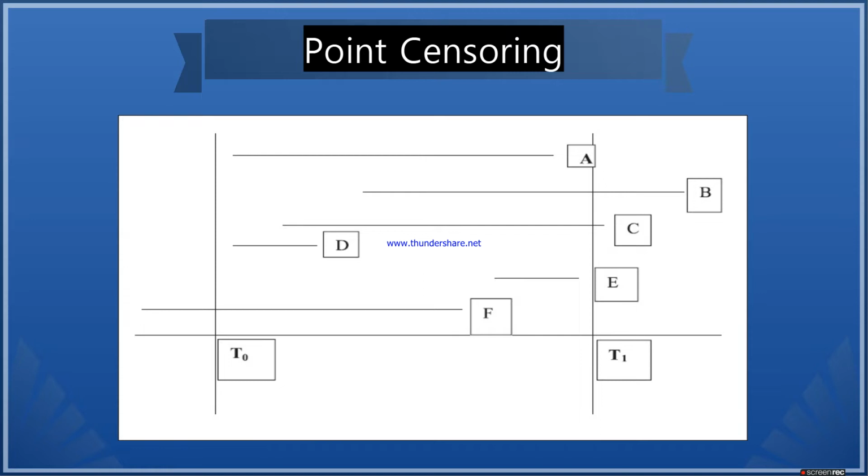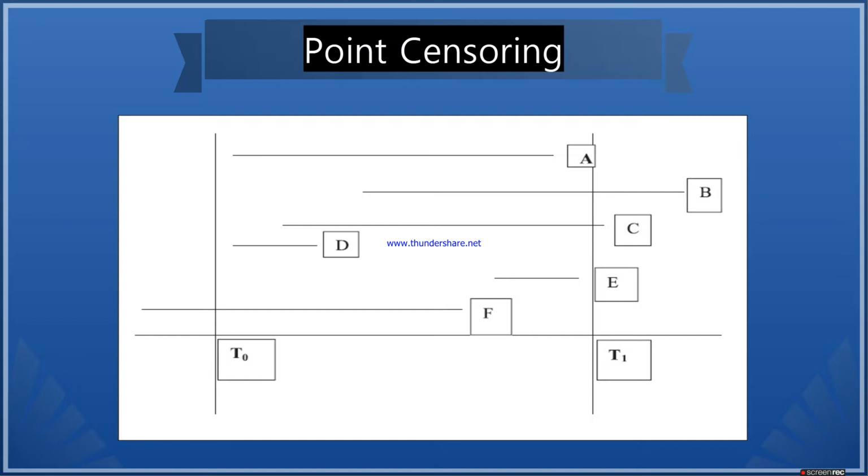From this picture we can tell that the first vertical line is the beginning of the study and the second vertical line is the ending of the study. So we can say that B and C are right censored. Now moving on to left censoring. Let me give an example of left censoring.